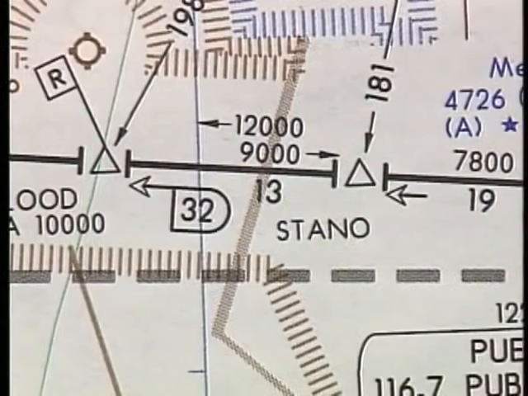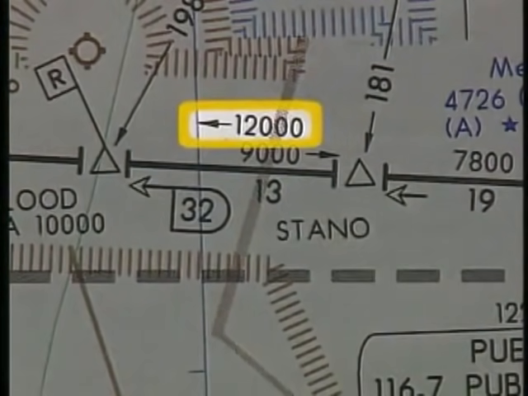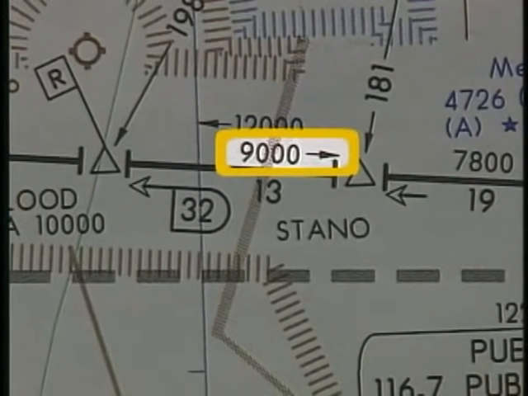On some airways, the MEA is different, depending on the direction you're flying. For example, if you're flying west from Stano intersection, the MEA is 12,000 feet. However, if you're flying eastbound from Flood, the MEA is only 9,000 feet.